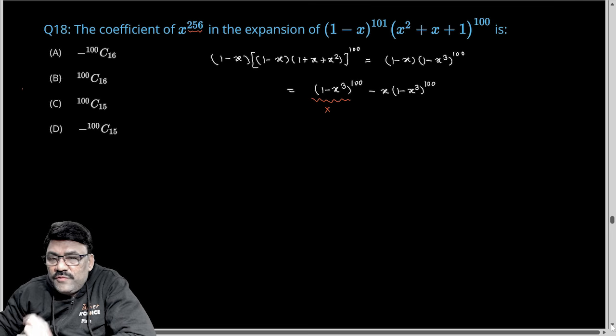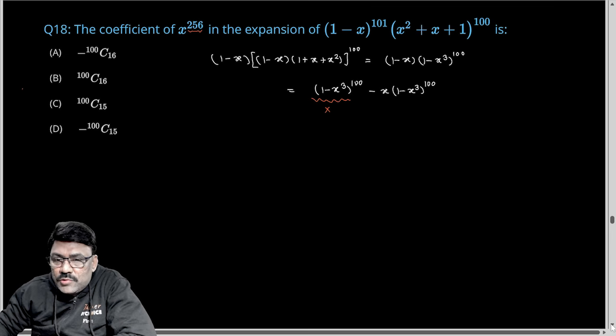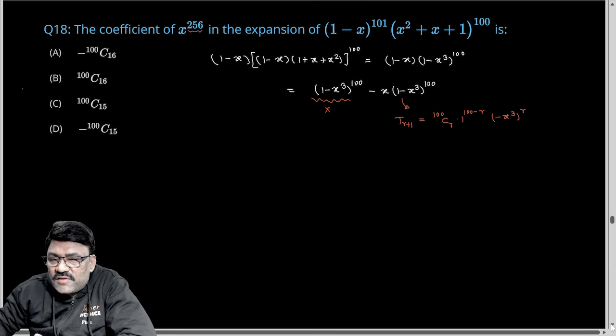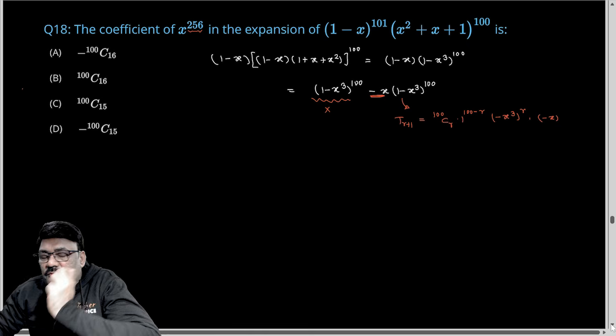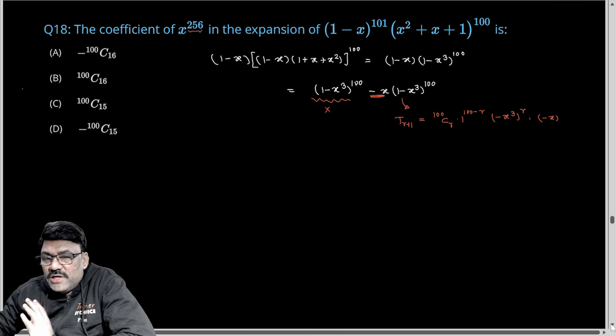Now, how will you get x raised to 256? Let's write the general term, T r plus 1. The general term will be 100 Cr, 1 raised to 100 minus r, and then minus x cube raised to r. This is the general term in this expansion. But you are multiplying it with minus x, because this expansion is multiplied with minus x here. So every term will get multiplied with minus x, and the general term should also be multiplied with minus x.